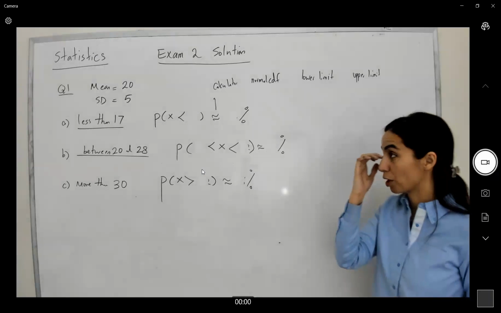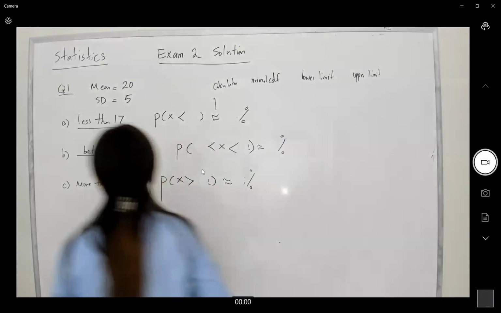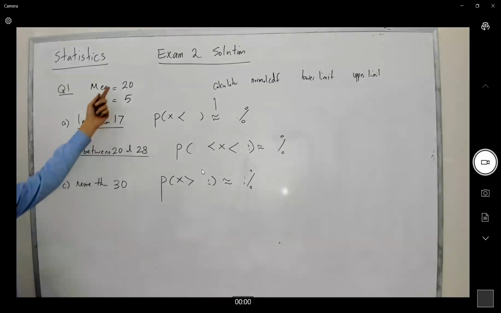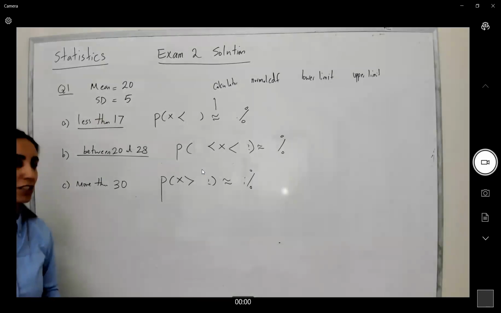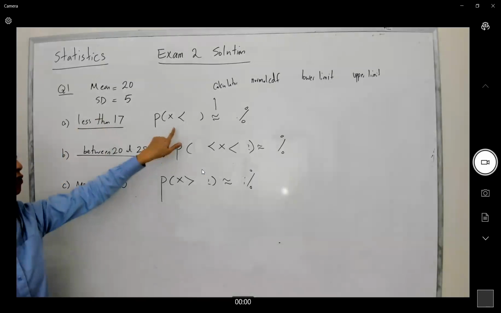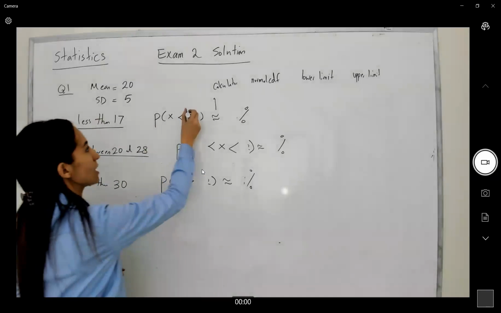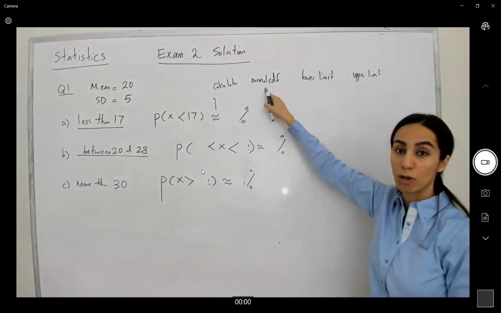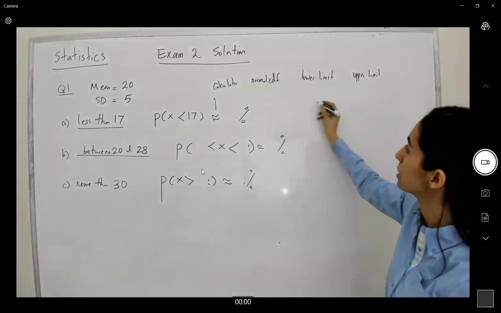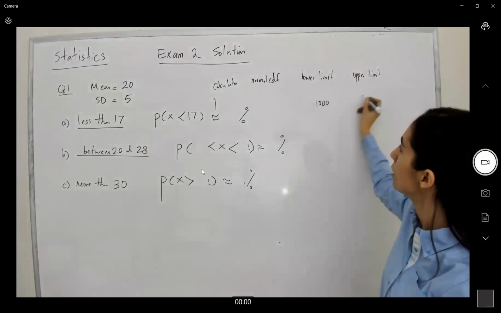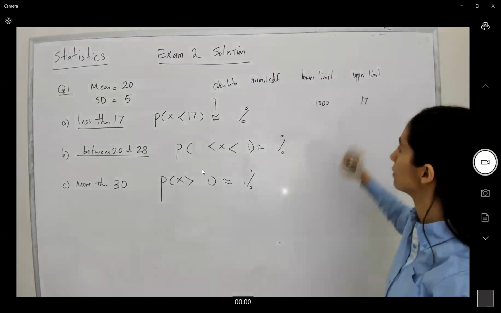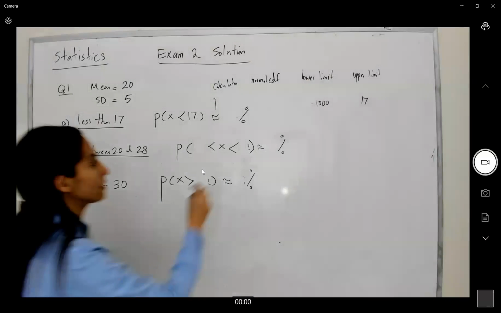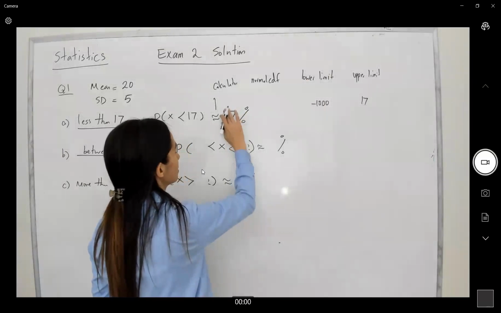Since we are finding probability and we know that our population is normally distributed, we have a mean of 20, a standard deviation of 5, and less than 17. We are finding the probability that X is less than 17. So by using our calculator, normal CDF, our lower limit is negative 1,000, or negative 100. Our upper limit stops at 17. If we do the calculation, we get about 27%.